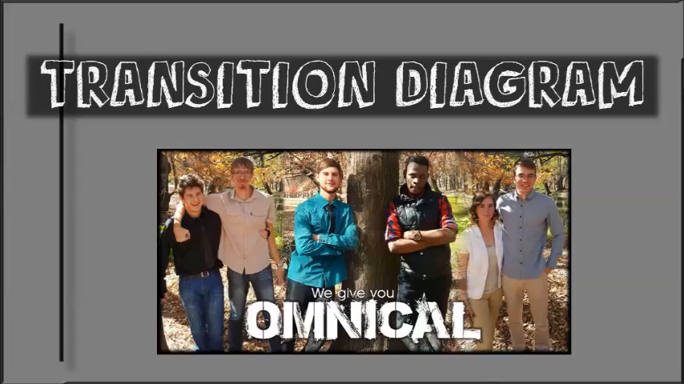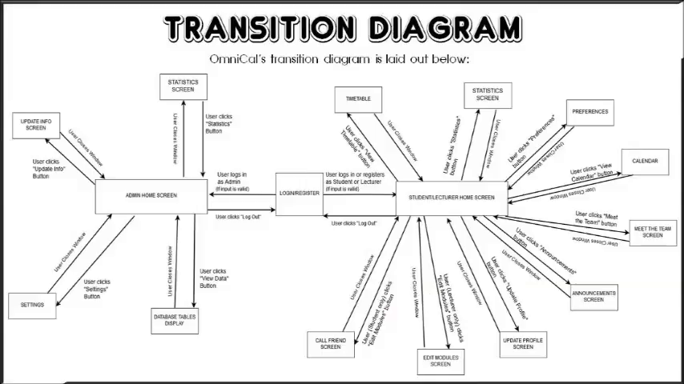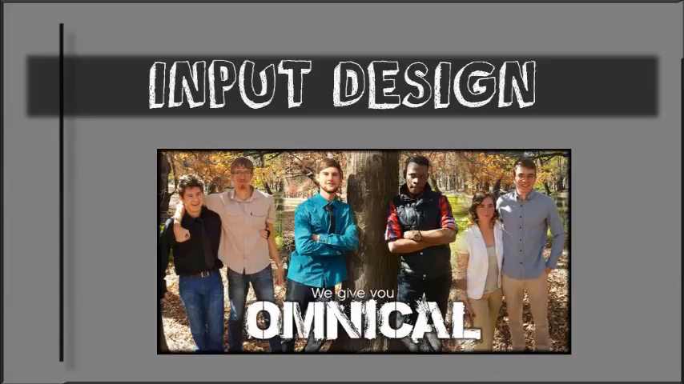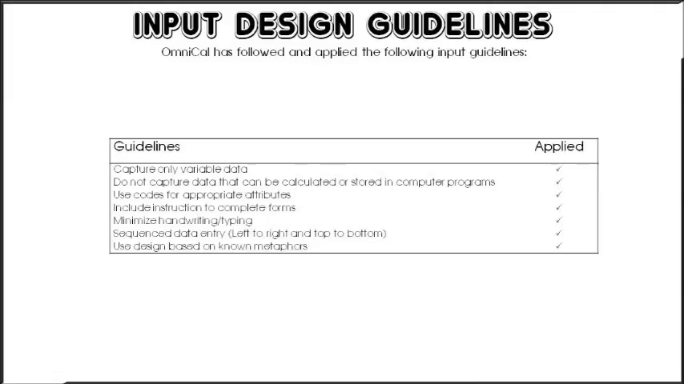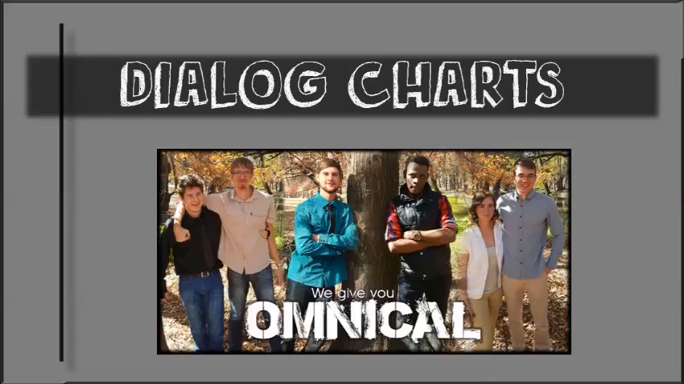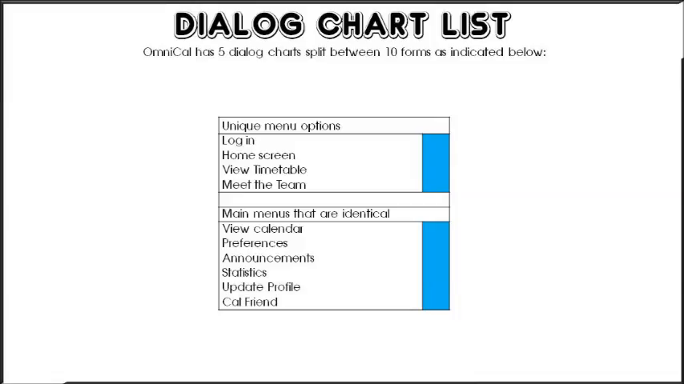Transition diagram. This diagram represents our transition diagram. Input design. Omnical has followed and applied the following input guidelines. Dialog chart. Omnical has 5 dialog charts split between 10 forms as indicated below.